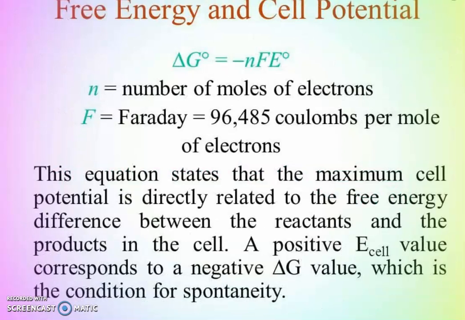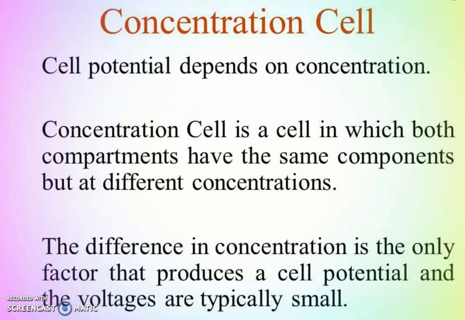Now friends, free energy and cell potential. You know delta G naught is equal to minus nF E naught. n is the number of moles of electrons, F is Faraday's constant, 96,485 coulomb per mole of electrons. And this equation states that the maximum cell potential is directly related to free energy difference between the reactants and the product in the cell. A positive E cell value corresponds to a negative delta G value, which is the condition for spontaneity.